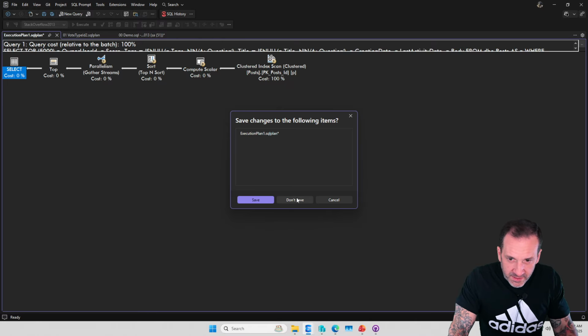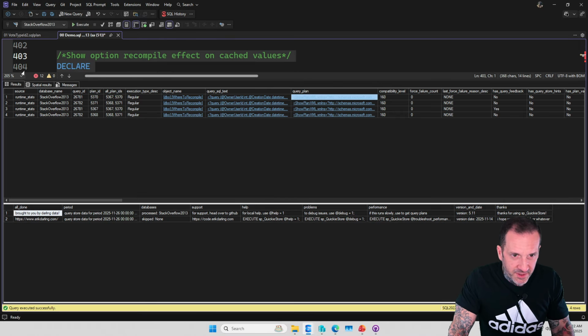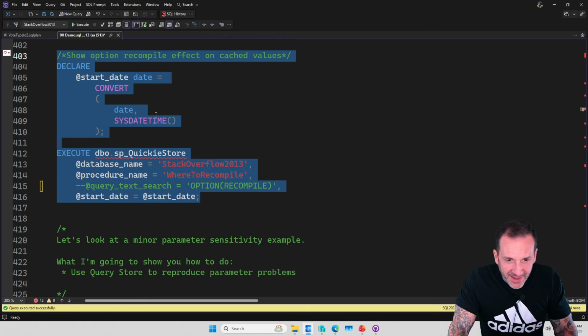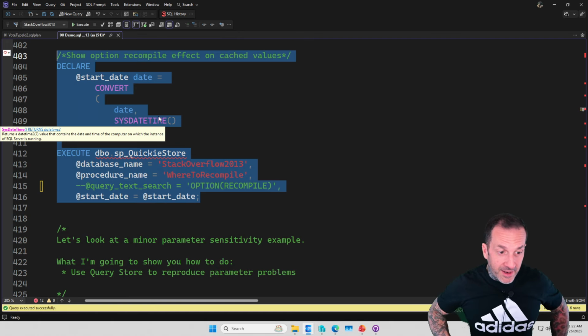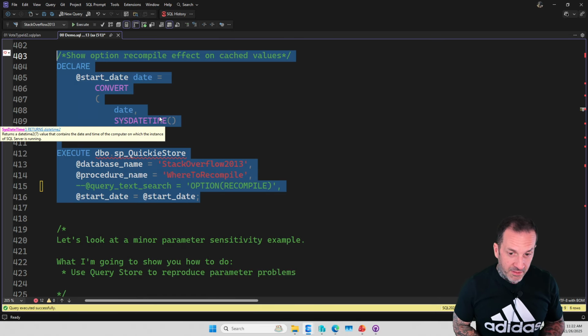So that was a little bit longer than I expected it to be. But we're going to end here, and we're going to pick up next looking at a minor parameter sensitivity example. So we've got that to look forward to.